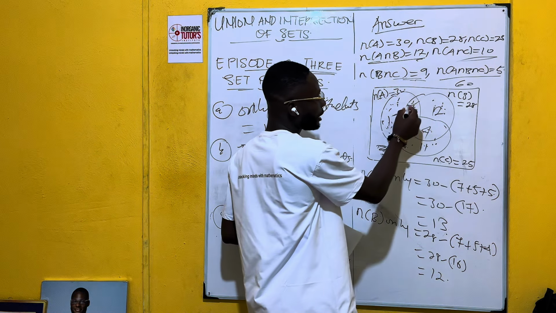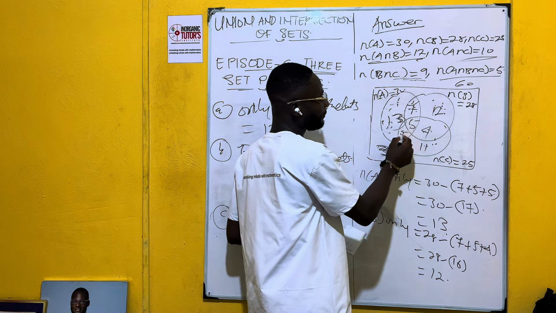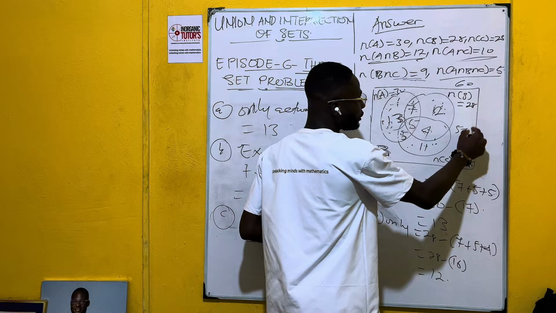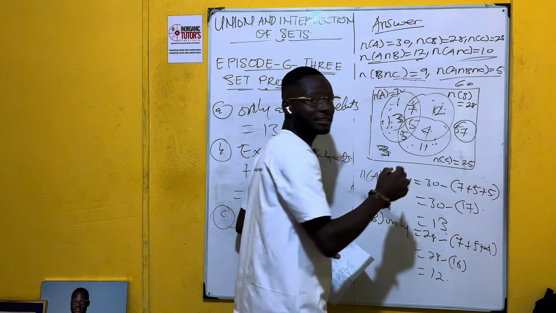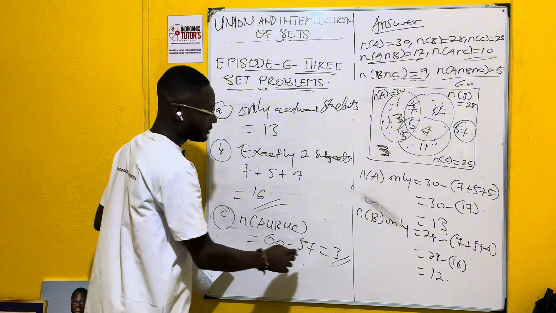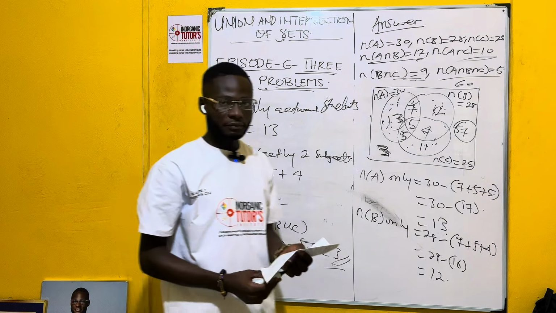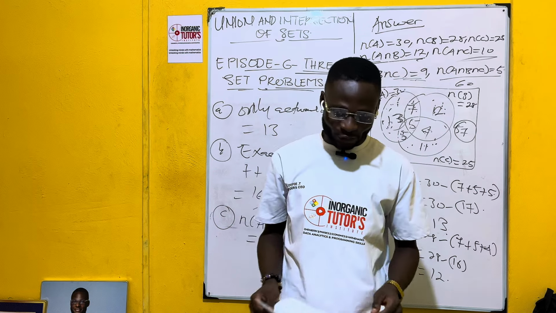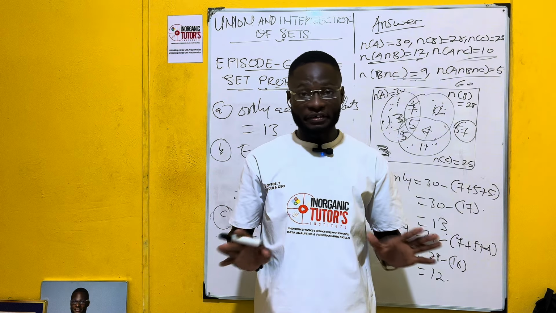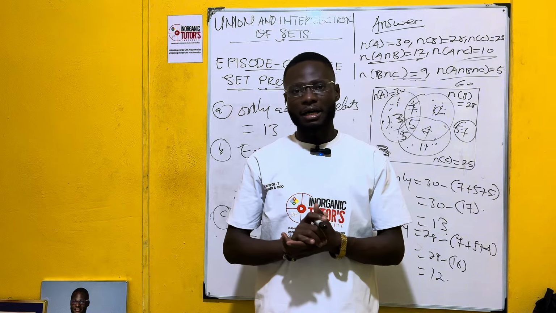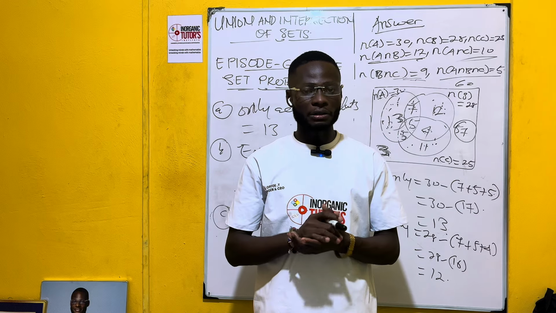And when you sum 13, 7, 5, 5, 4, 12, and 11, you have 57. So if you take 57 from 60, you have 3. So none of the subject is 3. Beautiful question, indeed. So this is very, very simple. You see how simple it is when you use the Venn diagram to go about everything.